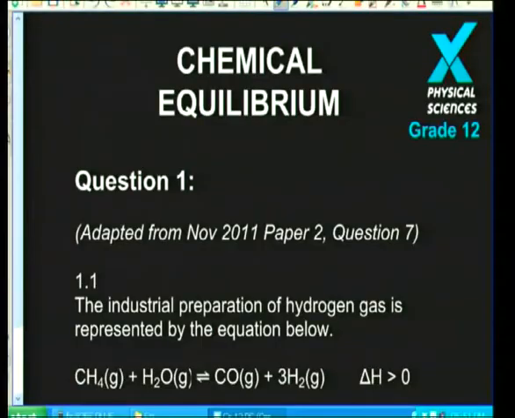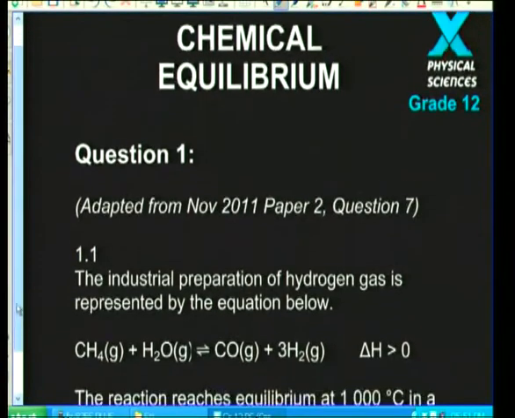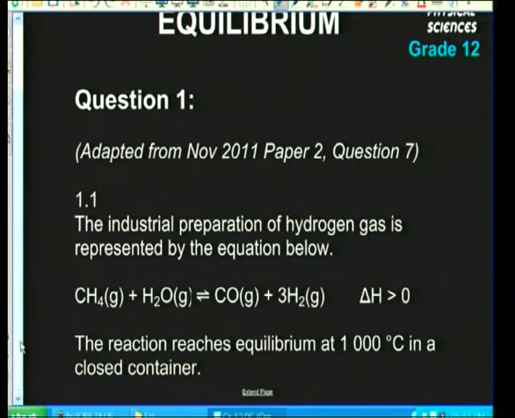Question 1. We get given a reaction, the industrial preparation of hydrogen gas, H2, a diatomic gas, represented by the equation as follows. We have methane with water forms carbon monoxide and hydrogen gas. And the reverse is true as well. Hydrogen gas and carbon monoxide can form water and methane. And so it's both a forward and a reverse reaction.